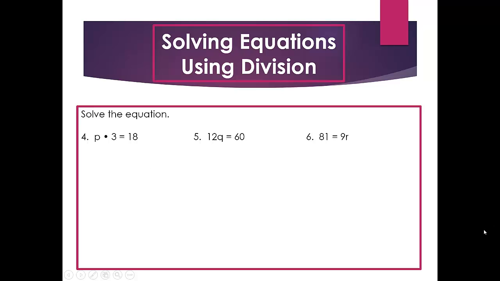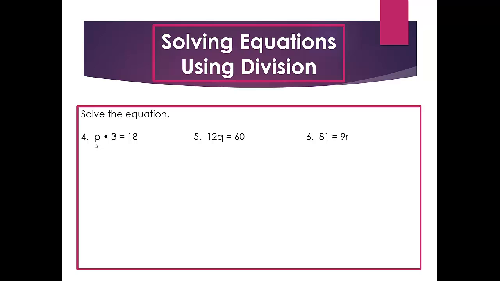Now we're going to solve some equations using division. So for number 4, we have p times 3 equals 18. We're going to look at the left-hand side of this equation because that has our variable. And on this side, we are multiplying by 3. If we want to undo the multiplication, we're going to use division. So we're going to divide both sides by 3.